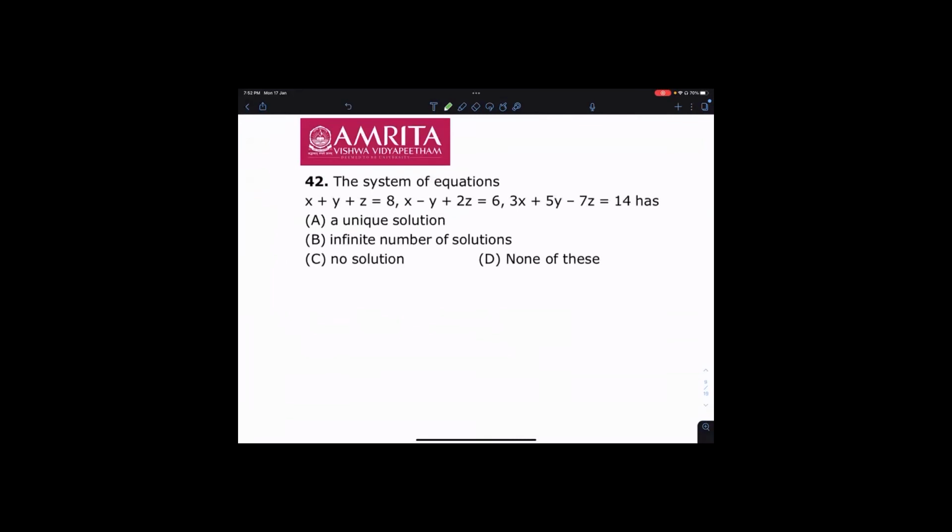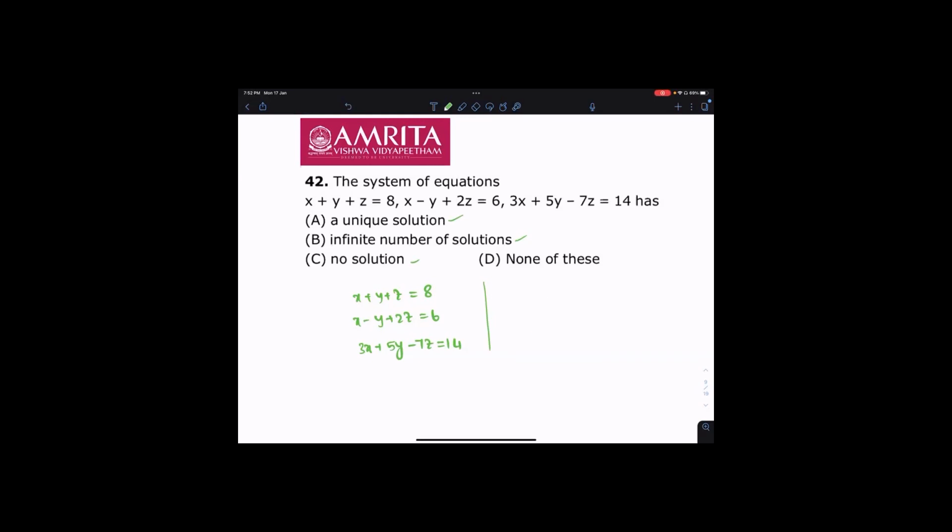Because there are no variables involved, now you have to find. If it is Cramer's rule, then you have to find 4 determinants. That much time will not be there in the exam. Simple. x plus y plus z equals 8 is the first equation. Next is x minus y plus 2z equals 6. Third equation is 3x plus 5y minus 7z equals 14. Now they are asking unique solution, infinite solution or no solution. We know the answer will be either A, B or C. There is no other case possible. Don't put none of these.